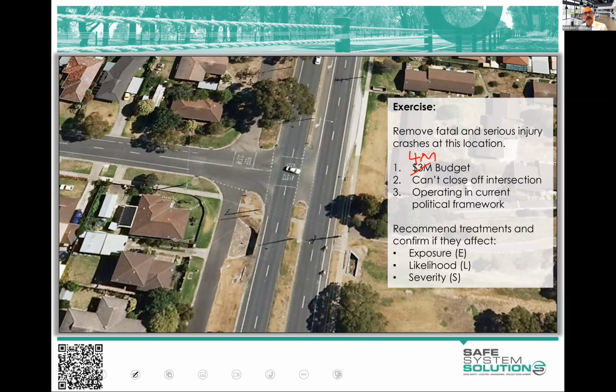And the one last thing I'm going to get you to do is, for anything you suggest, start practicing this exposure, likelihood, and severity. So if you were to say something like, okay, improve the lighting at the intersection, which would be a weird thing because I didn't say anything about how it's lit at night, but improve the lighting. Okay, you'd say that is going to influence the likelihood of crash. So you just put a little L in brackets.